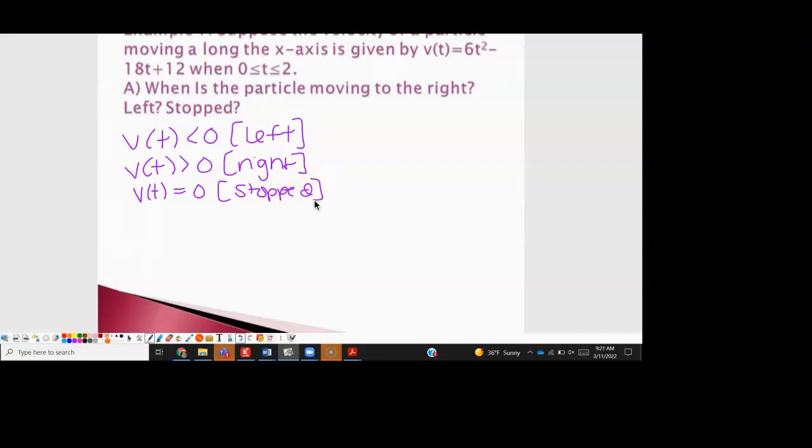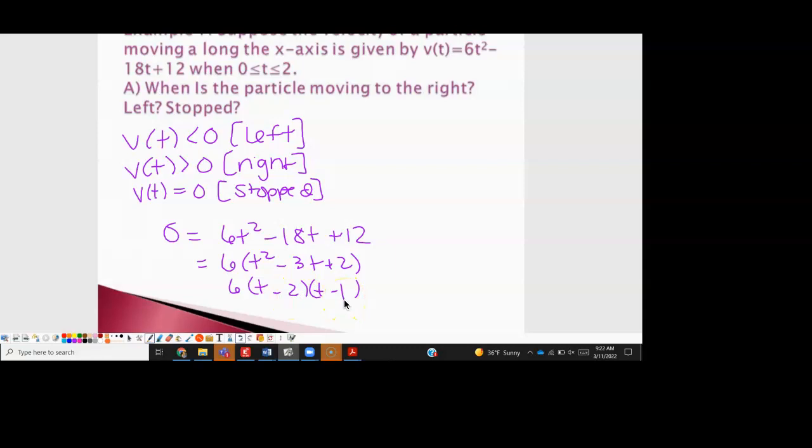So if I need less than 0, greater than 0, and equal to 0, what am I going to do to my function? Find your zeros. What can you do to 6t squared minus 18t plus 12? Factor out a 6, or a 3 would still help. So in factored form, it's 6 times t minus 2 times t minus 1.